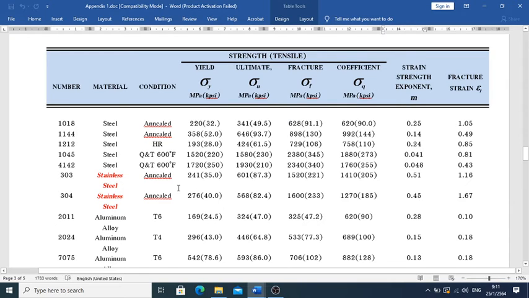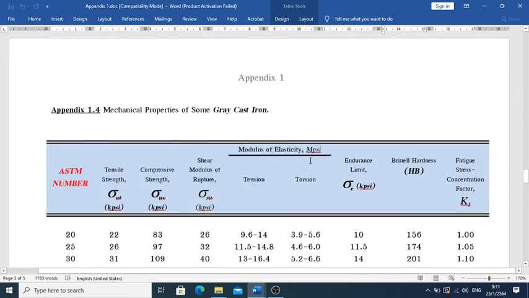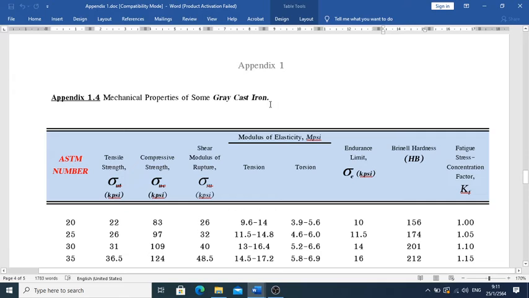See, they're popular nowadays. You've got a sigma Y, sigma U there, and the sigma F and sigma Q that we're going to talk about in chapter 3, a lot about it anyway. And then for the gray cast iron, this is the cast iron that I mentioned for the brittle material.